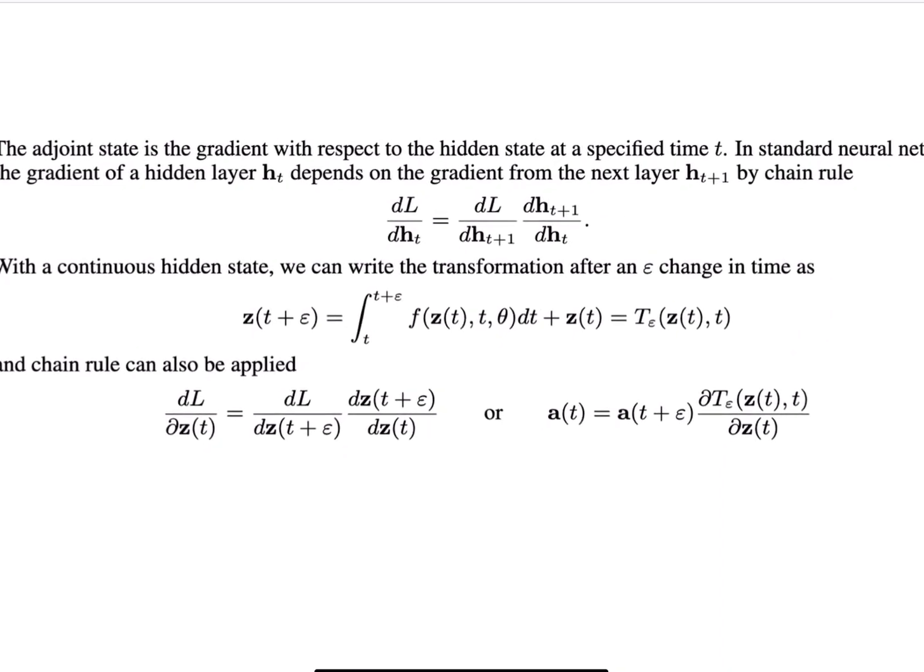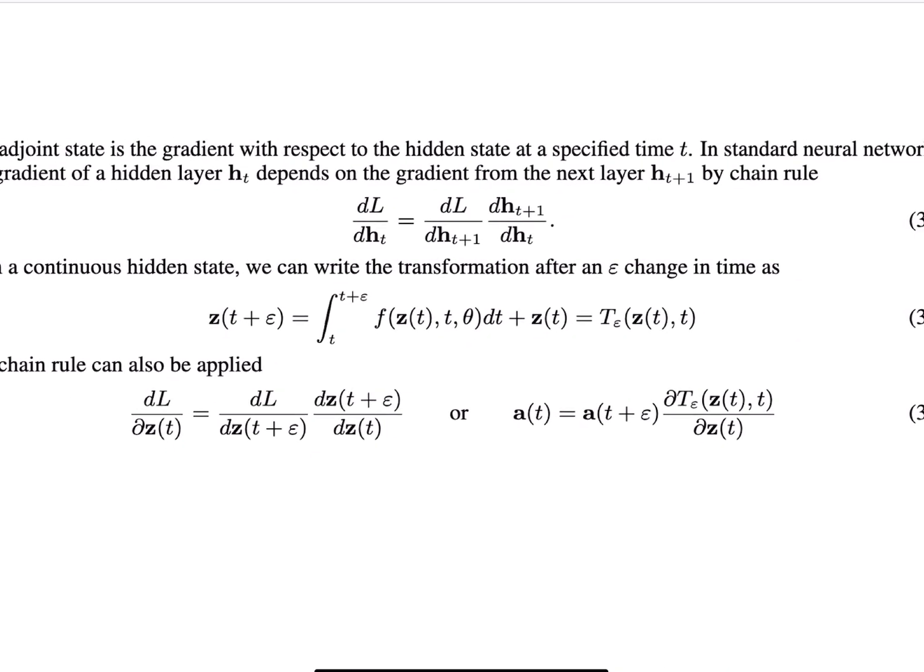And so the adjoint state is basically the gradient with respect to the hidden state at some time t. So in a standard neural network, the gradient at some hidden layer t depends on the gradient of the next layer. So we can say that dL/dh is this chain rule right here.